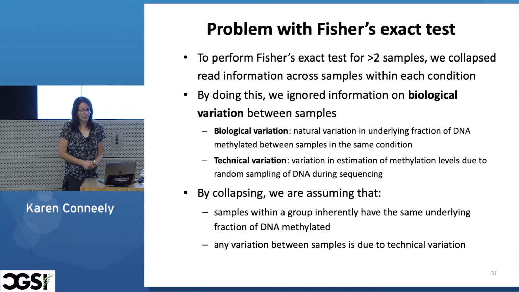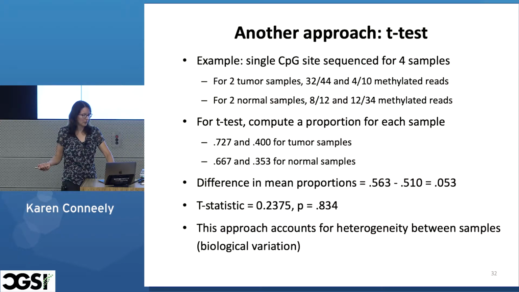And so when we collapsed into that Fisher table, we were essentially assuming that the samples within the group had the same underlying fraction of DNA methylated, which means we attributed all the variation to technical variation, which was probably not correct. So let's try another ad hoc approach.